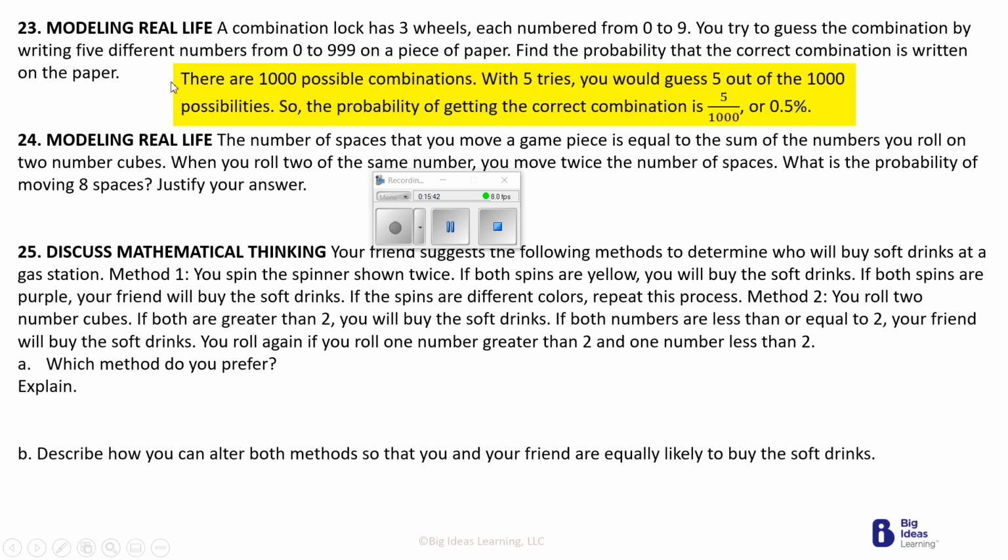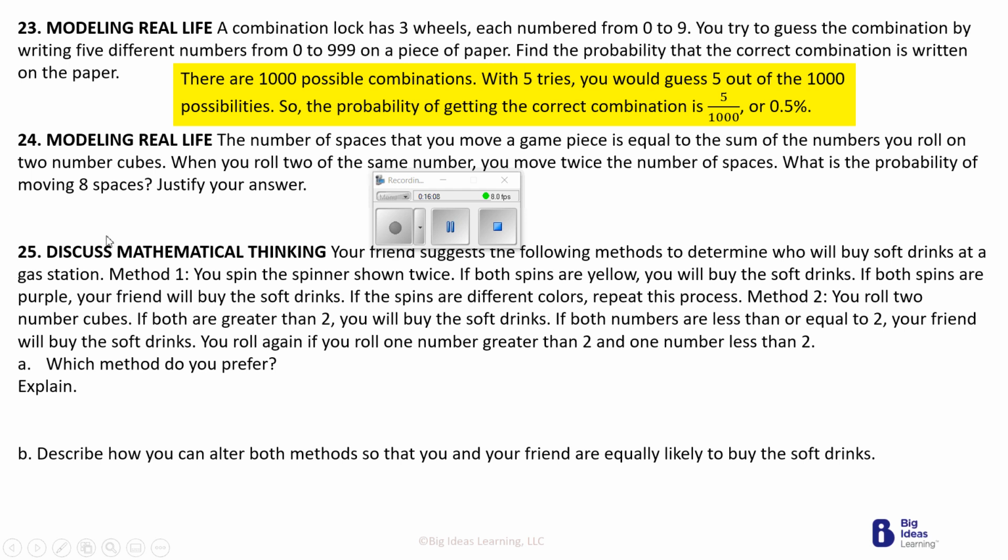Well, there are 1,000 possible combinations, right? With 5 tries, you would guess 5 out of 1,000 possibilities. So the probability of getting the correct combination is 5 over 1,000. And that could be 0.5%.